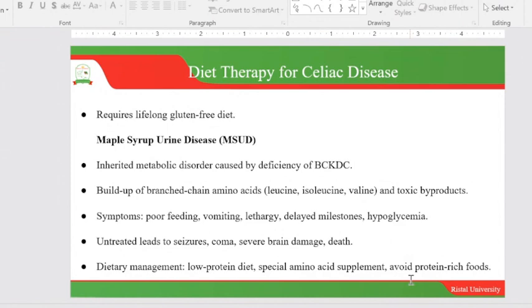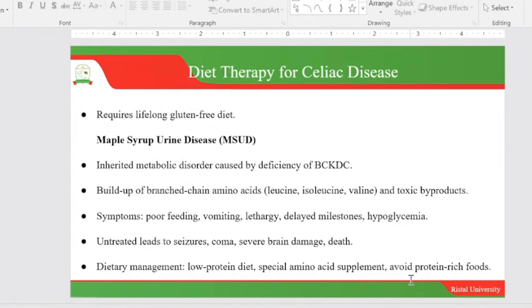So the symptoms could be poor feeding, vomiting, lethargy. When we talk of lethargic, this person is, I can't say irritable, but they are there as if they do not have any energy, or general weakness. Delayed milestones, but also we have hypoglycemia setting in. Okay, people have talked of seizures and also a distinctive odor of the urine.